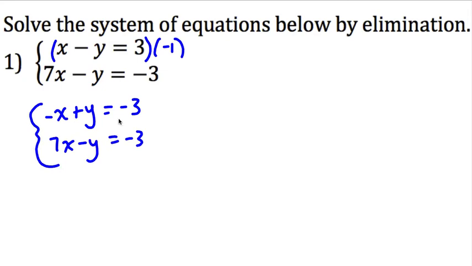once you do that first step, you have to make sure that one of your variables will cancel. Okay, if one of them does not cancel, you're not done. You didn't do something correctly. You either need to go back and fix it, or you need to do something else. But here I can see that my y's will cancel. y minus y is 0. They're gone. Add your other columns. -x plus 7x is 6x equals -3 minus 3 is -6.